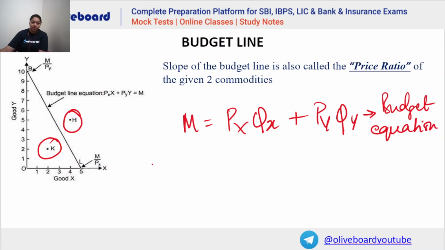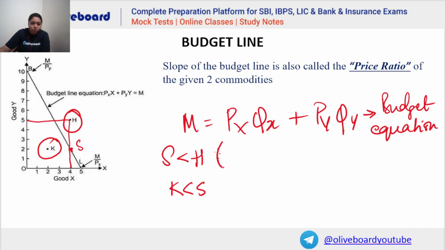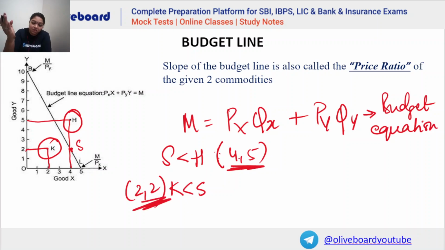So what is the relation? Now let us take this point as S, which I am naming, which is on the budget line. So here S is lesser than H and K is lesser than S. That means at H, what is he buying? 4x, 5y, right? And at K, what is he buying? 2x, 2y. This combination of two goods is over his budget. That means it is more expensive than his budget. And this combination is less expensive than his budget, okay?